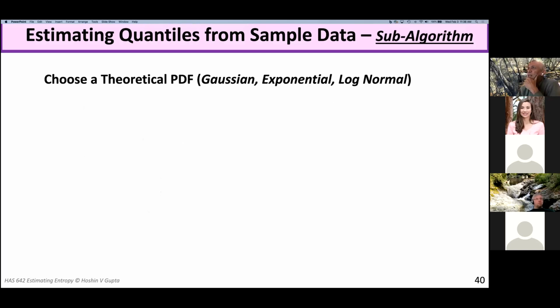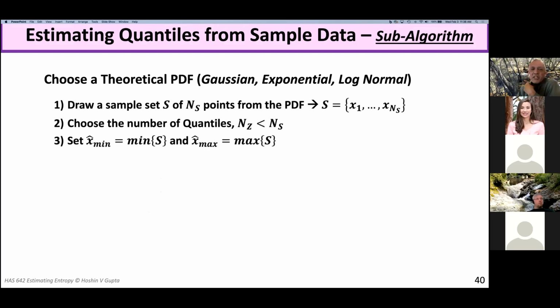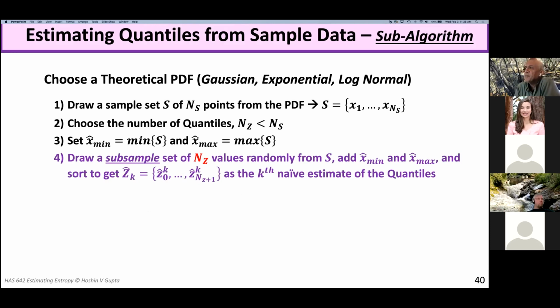And here's the sub-algorithm. You draw a sample of NS points from the PDF. You choose a number of quantiles, and make sure that the number of quantiles you choose is smaller than the sample set. Exactly how small, we'll tell you in a minute. Set the minimum and maximum. Now you take your sample set and you draw a subsample of values that is NZ long.